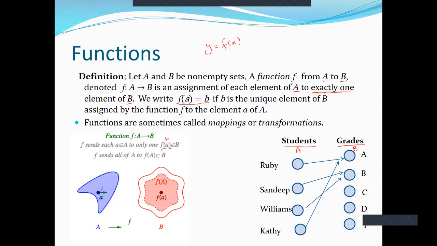So f sends all of A to f of A, and this is called f of A since this is the mapping of all the elements, right? So that is basically a subset of B, right? So what do we mean by that? We will be coming to this point once again after one more slide, right? So what is the function? A function is basically the assignment of each element of A to exactly one element of B, right?